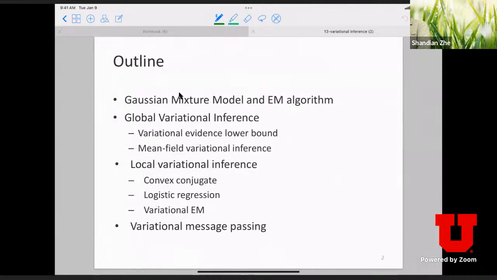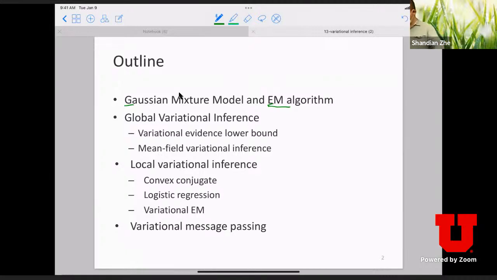So here is the outline of our variational inference topic. We're going to start with a classical inference algorithm or training algorithm, which is called the EM algorithm. And we will use the so-called Gaussian mixture model. We can view it as a probabilistic version of the K-means algorithm, a probabilistic clustering model, as an example to showcase how the EM algorithm works.